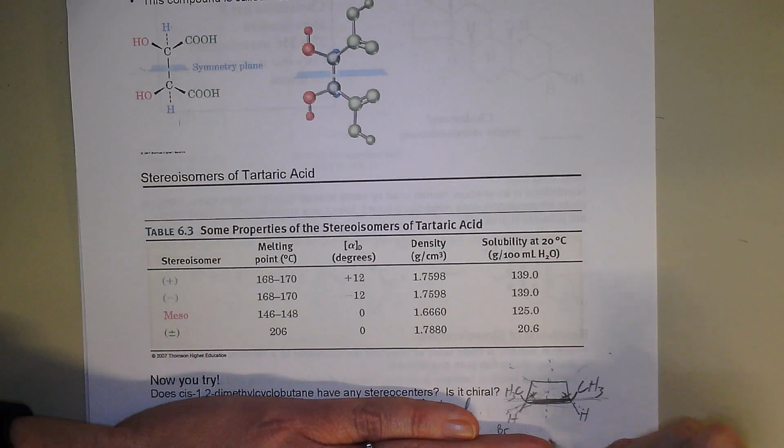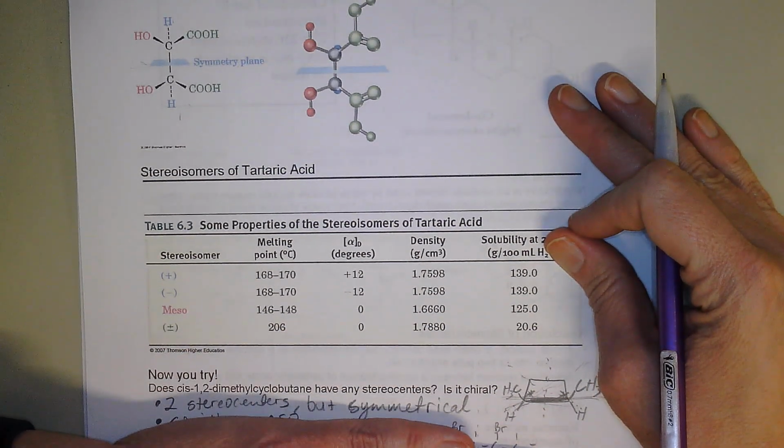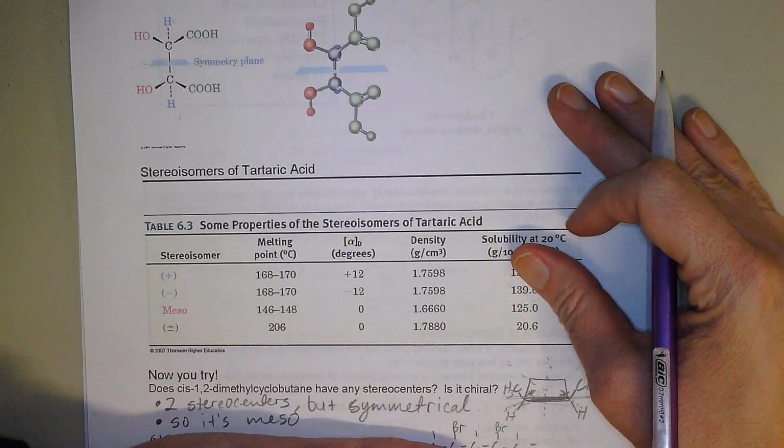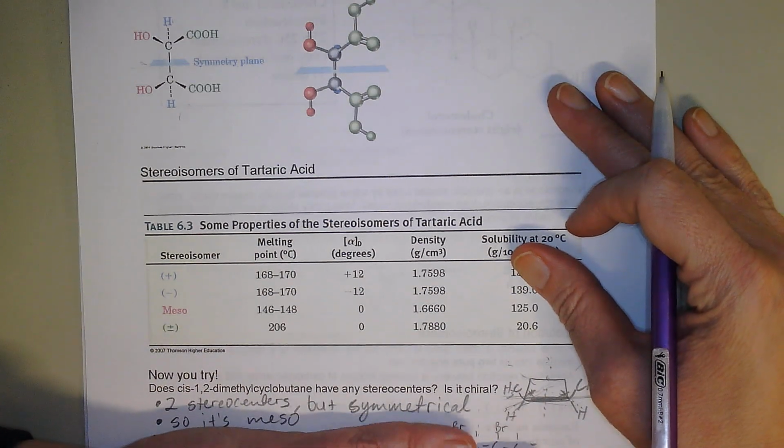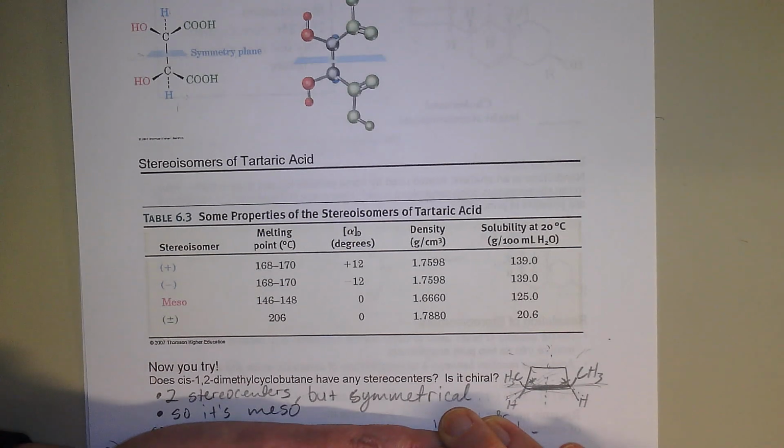And it has identical sides. So it has two stereocenters, but it's symmetrical. So it's meso. Okay? So that's what that means. Two stereocenters, but it's symmetrical. You have an actual plane of symmetry where both sides of the molecule are exactly the same.